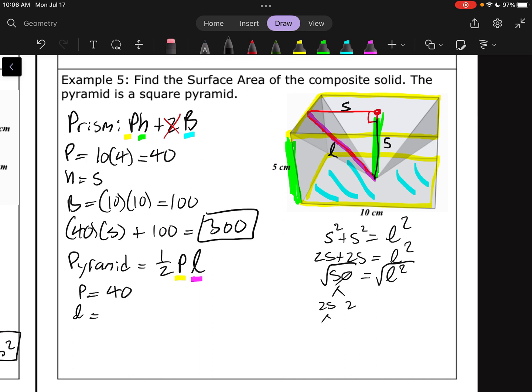Simplify it, and we should get that L is 5 square root 2, which some of you might have noticed because it's a 45-45-90 triangle once we dive into it a little bit there. So our slant height ends up being 5 root 2. So what we need to do for the pyramid then is 1/2 times 40 times 5 square root 2.